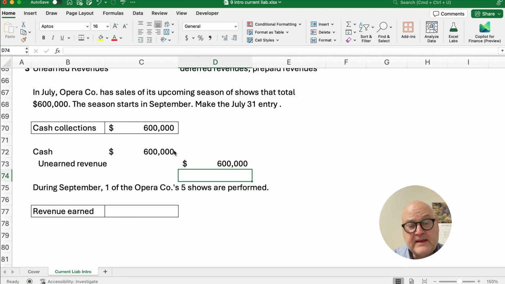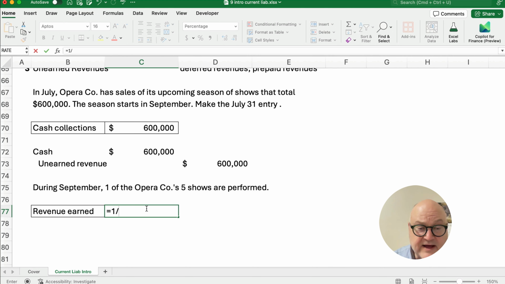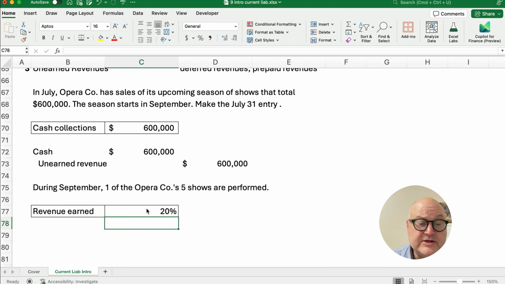And what happens if we don't have a show, if somehow there's weather or the company cannot perform, there's illness or whatever, then we owe them that money back. So this is not revenue until we actually show the performance. So let's say during September, they show one of their shows, so 1 out of 5. So we're going to take 1 divided by 5. We're going to assume that everyone paid for all 5 shows. So the revenues are earned 1/5 every time we put on a show.